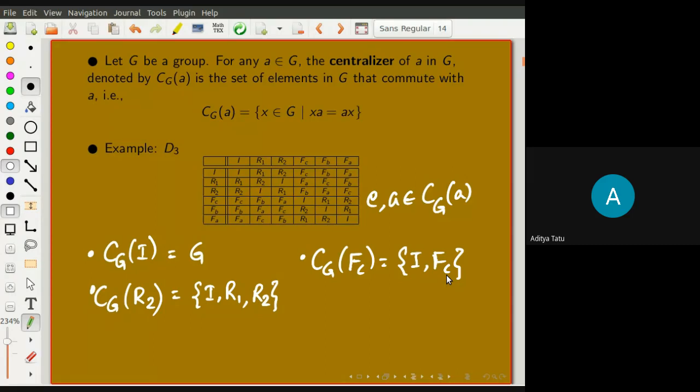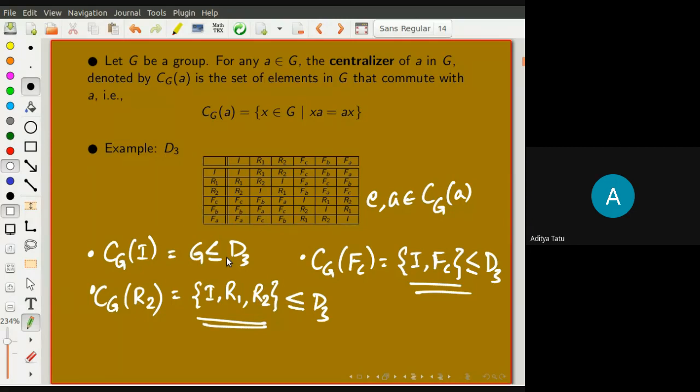So again, you can see that these centralizers, at least in this example, are special, right? They are not random sets. Both of them are subgroups of D3. Is that a coincidence? Maybe it is the example that we chose, because of which the centralizers of these three elements come out to be subgroups.